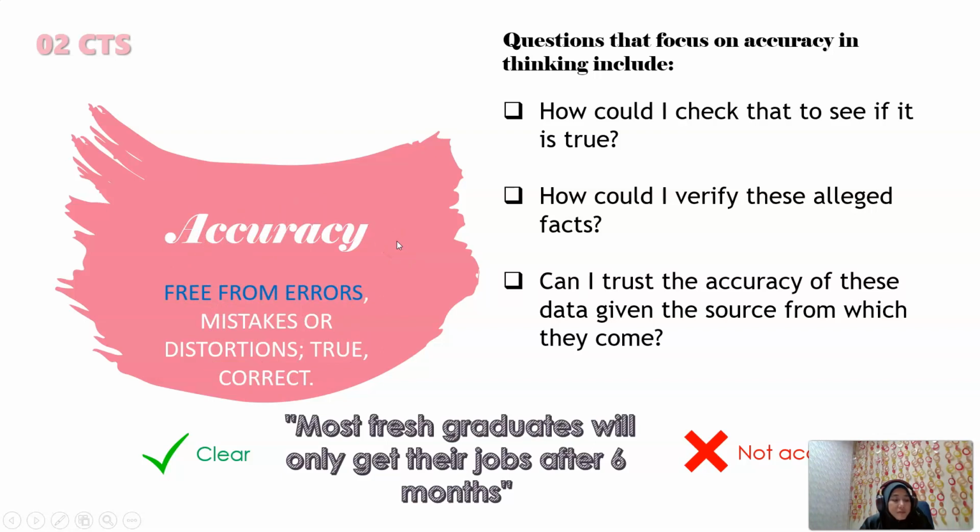Sometimes a statement can be very clear but it is not accurate, or not correct. For example, this statement: most fresh graduates will only get their job after 6 months. Is it true that fresh graduates only get their job after 6 months? I think some fresh graduates, before their convocation, sometimes get a very good job. So this statement can be argued by certain cases.